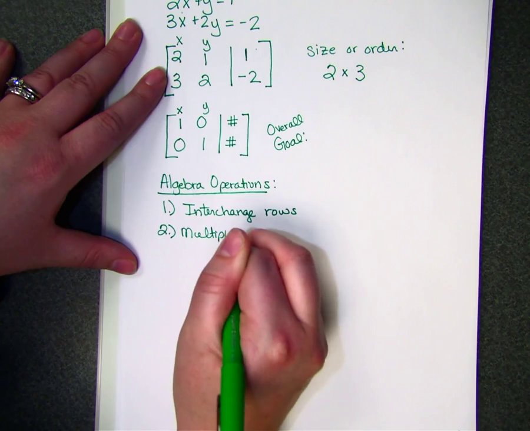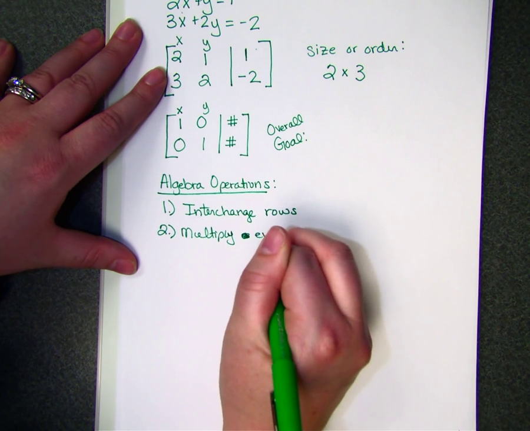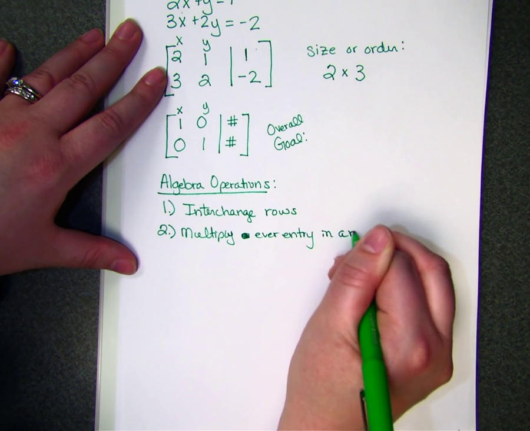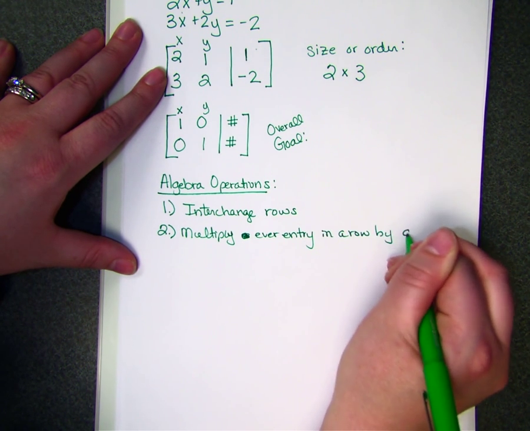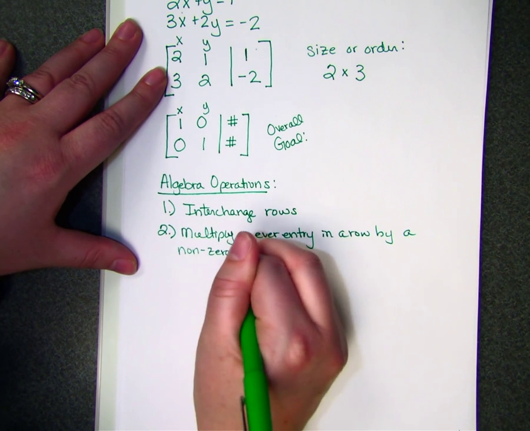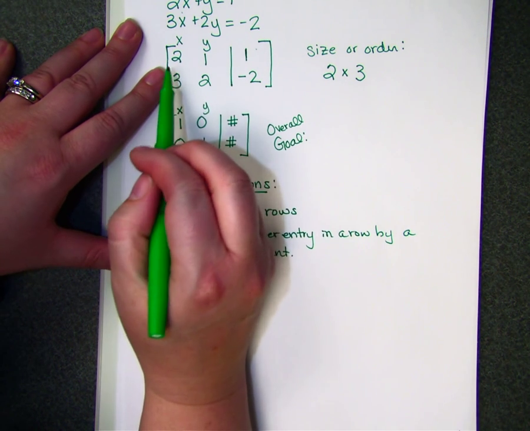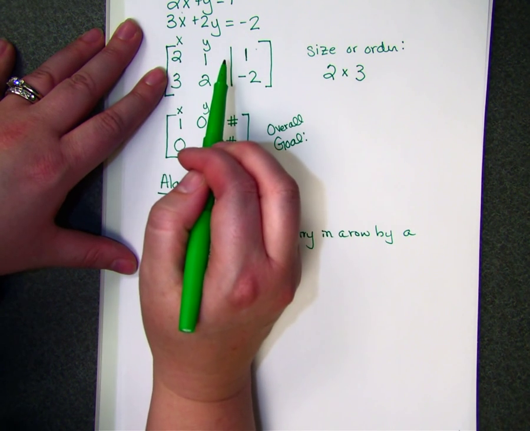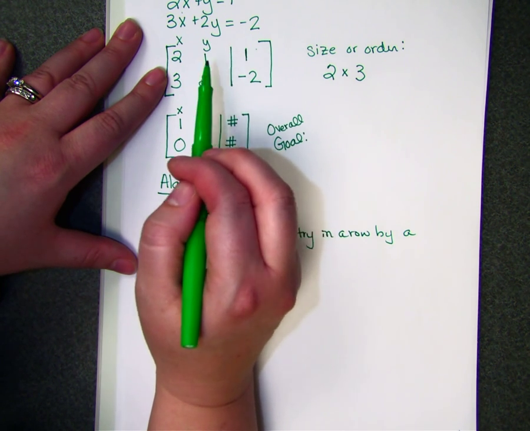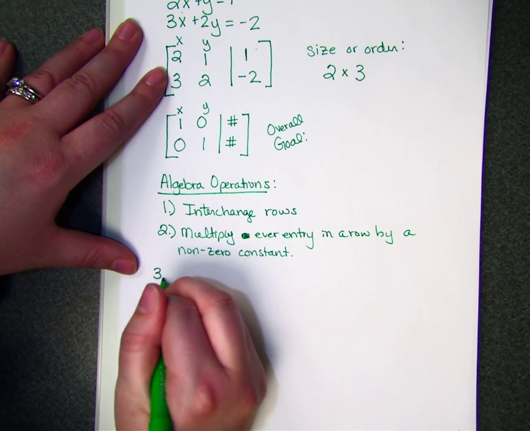The second thing that we're allowed to do is multiply every entry in a row by a non-zero constant. So if we wanted to, we could take all of row number 2 and multiply it with a 1 or a 4 or a 6 or whatever number we needed to do to reach our overall goal.